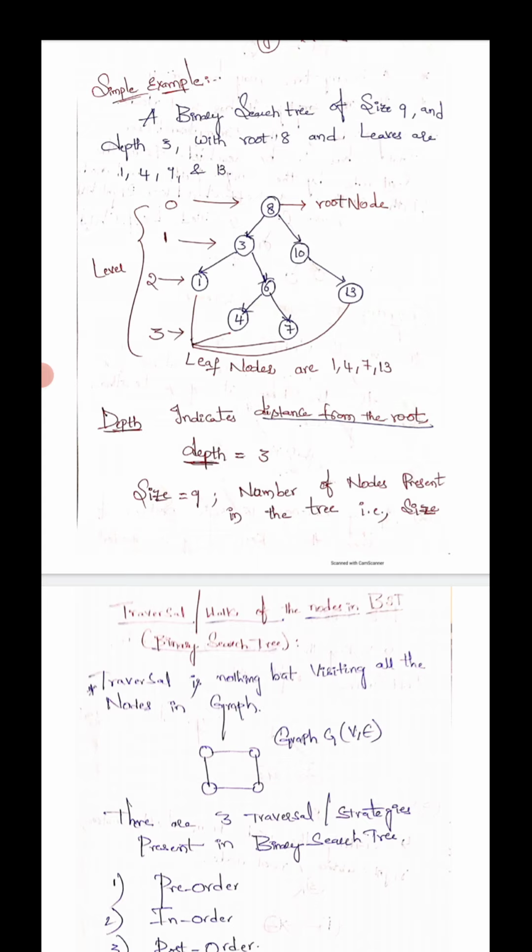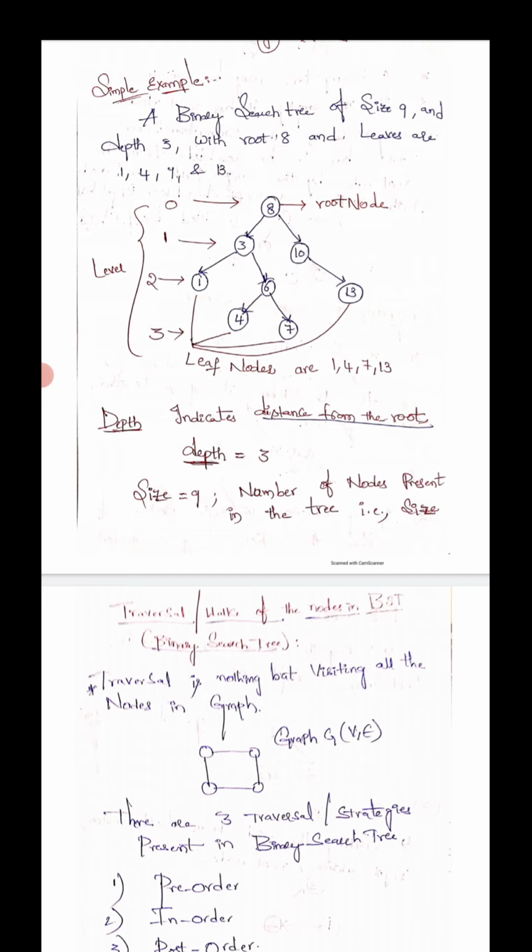What is the depth here? They gave the depth as 3. The depth indicates distance from the root node. The 0th level will be there, first level, second level, and third level. Okay, here the depth indicates distance from the root node, that is nothing but depth equal to 3. Here the leaf nodes are 1, 4, 7 and 13. Here the root node will be 8.